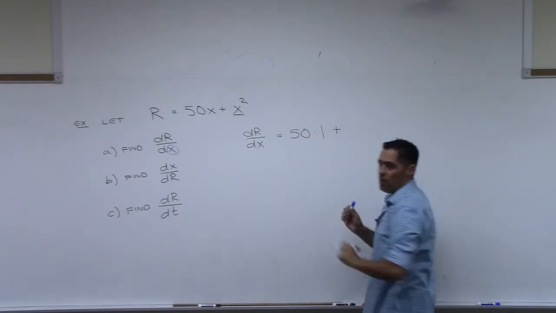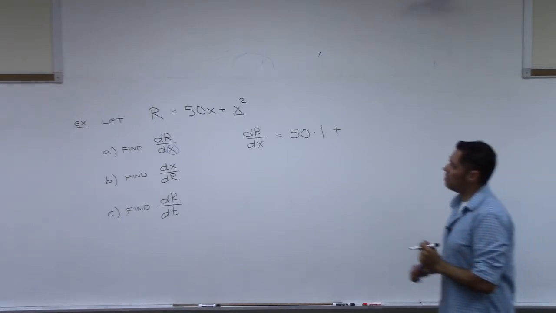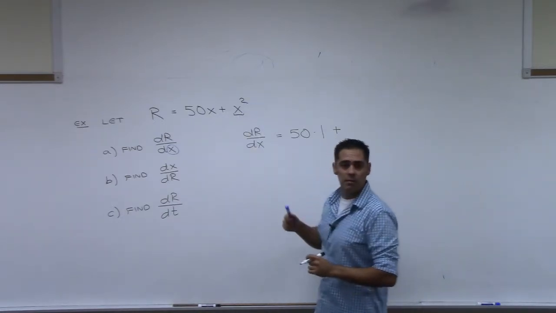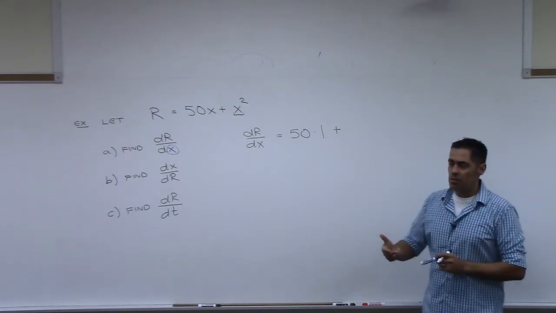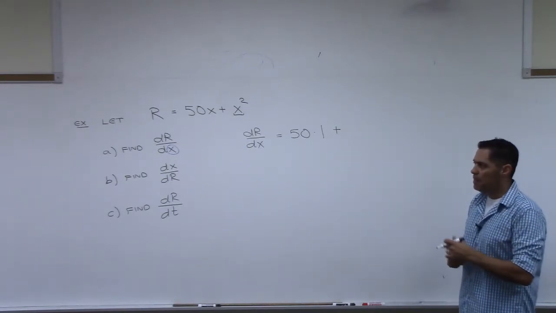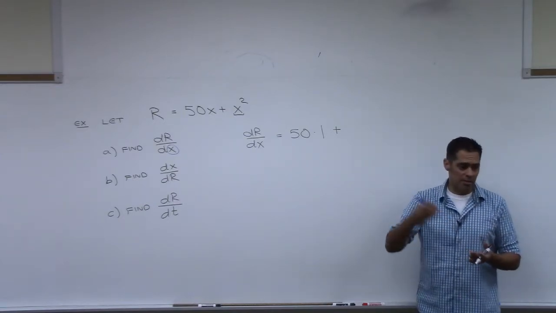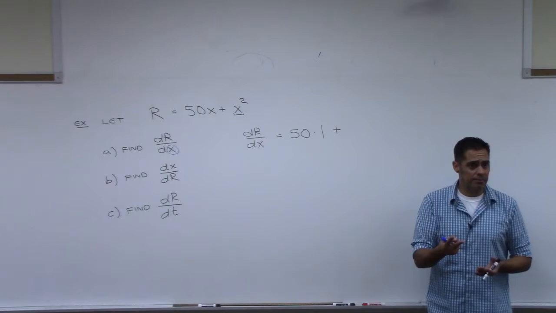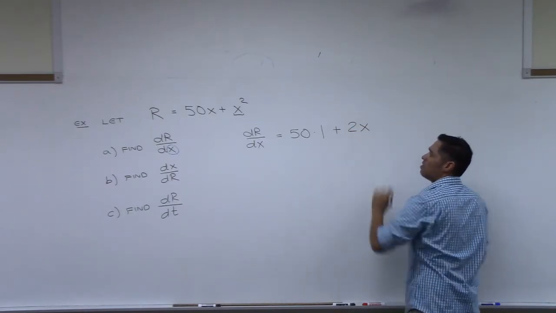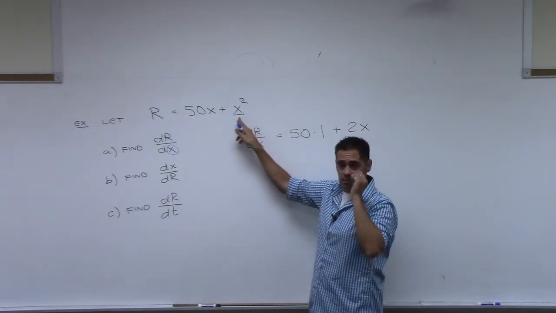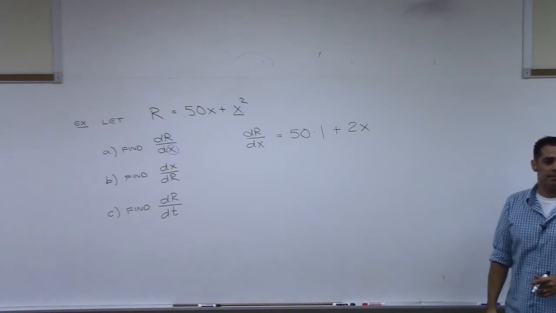Plus, now here's the part that can start to get a little bit tricky. You're asking what is the derivative of x squared with respect to x, right? So this goes back to what we've been doing this whole class. The derivative of x squared is 2x. Just 2x, because we're differentiating with respect to x. So your answer is 50 plus 2x. And we're done.